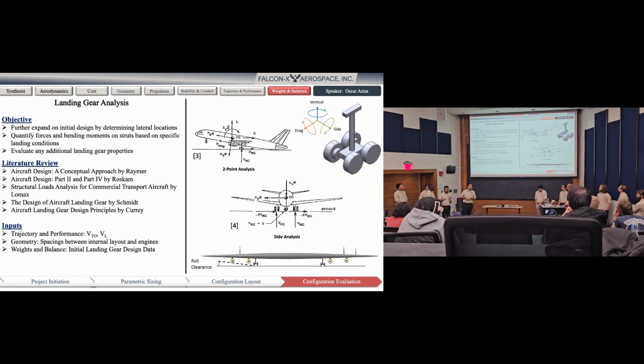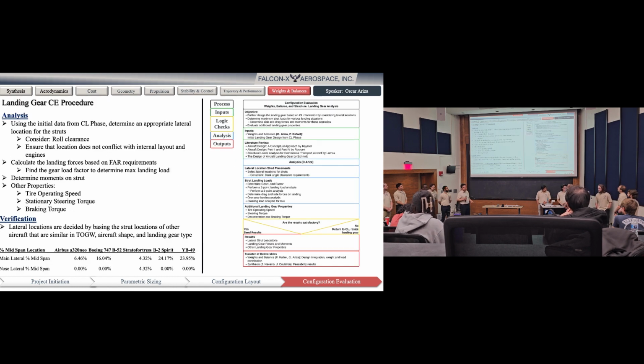So further expanding upon the landing gear, we also evaluate the forces on this landing, and also evaluate some additional features of the landing interface. This will begin with laterally placing it, while also creating roll clearance, and finding the landing gear, and the loads can be determined from there.